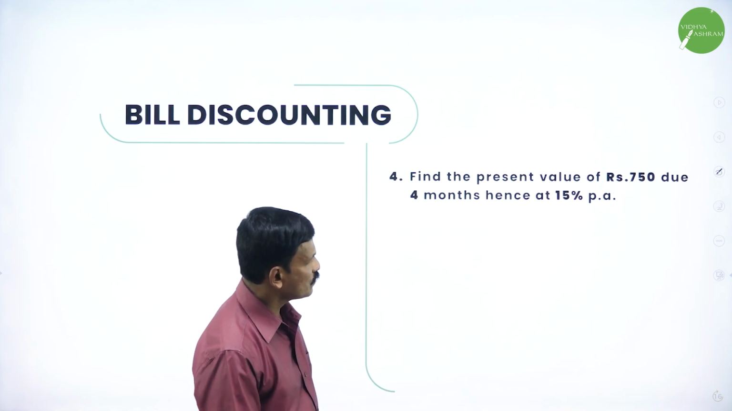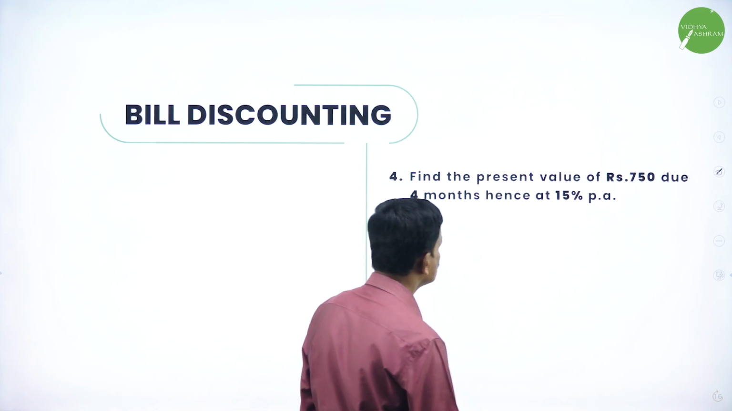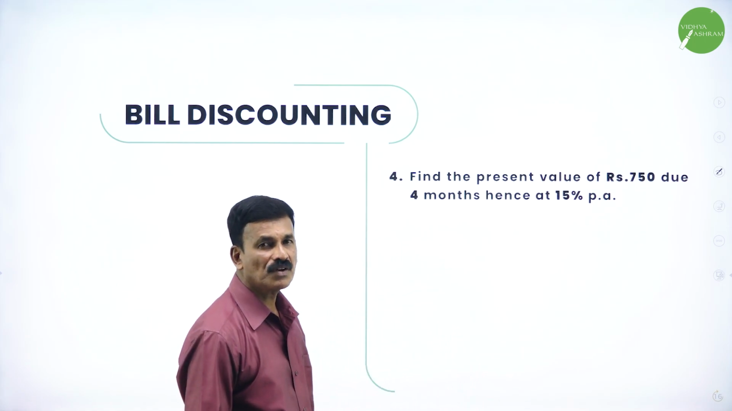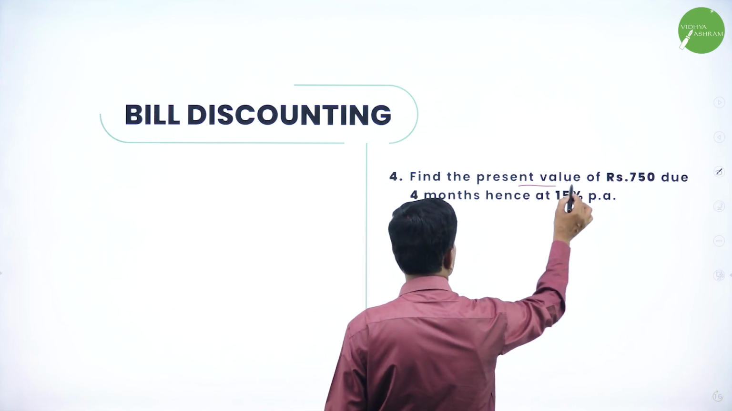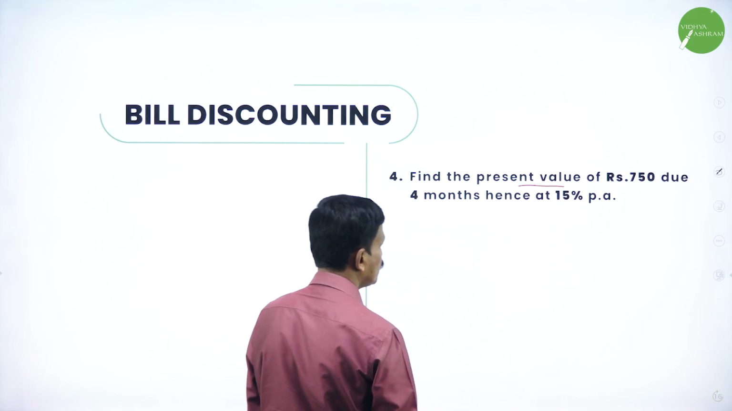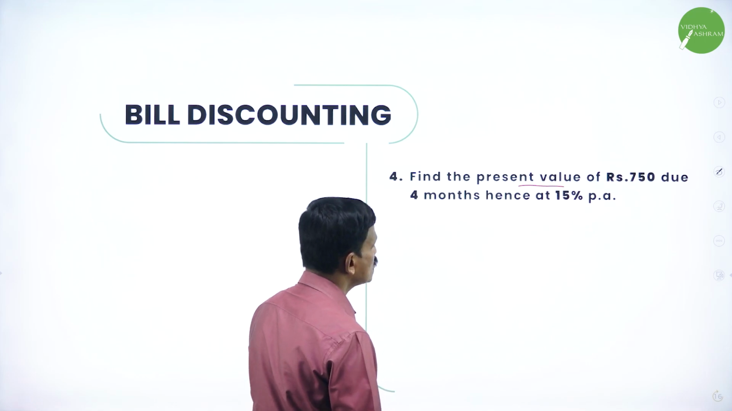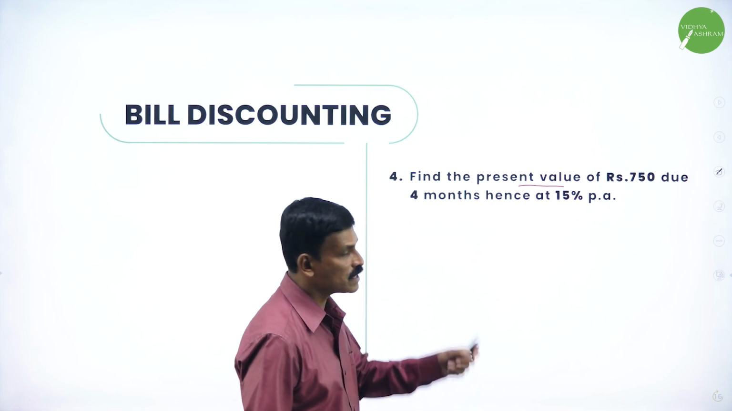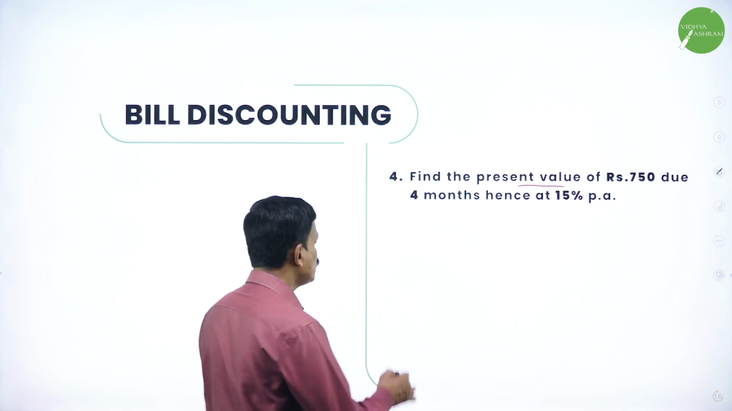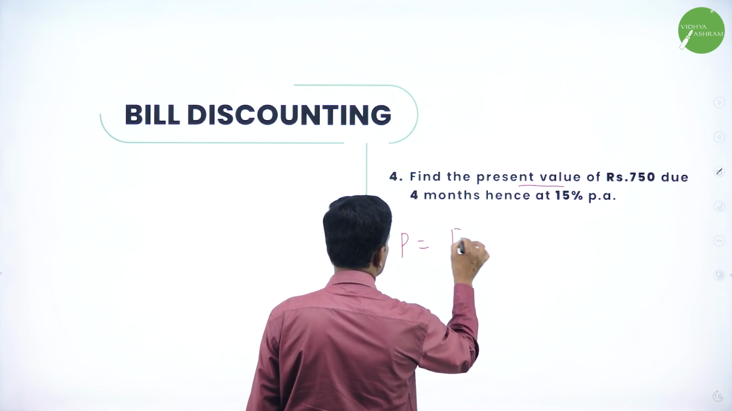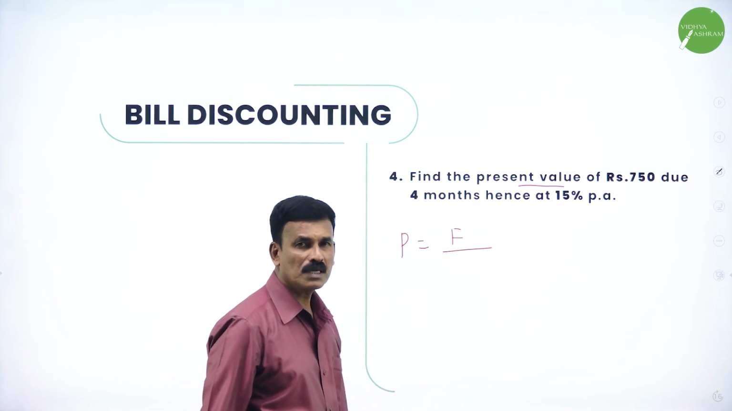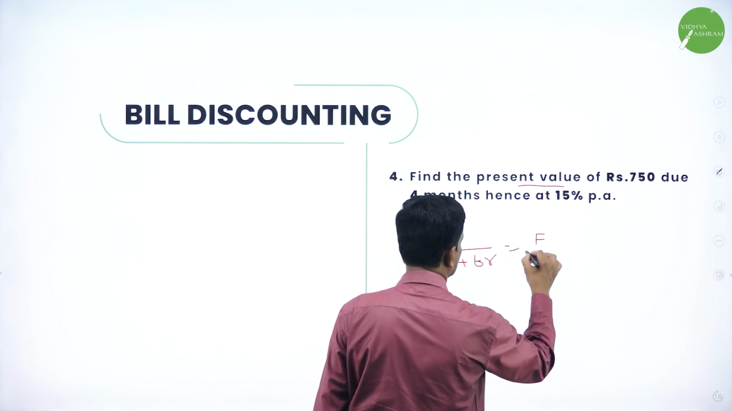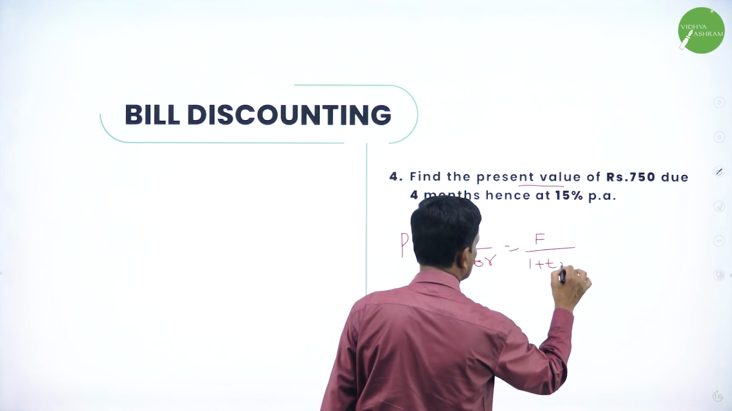Find the present value of rupees 750 due 4 months hence at 15% per annum. Now, what is to find? The present value. Okay. So what is to find? P. P is equal to F divided by 1 plus T into R. F divided by 1 plus T into R.